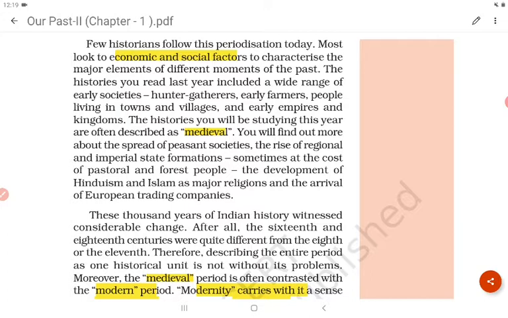The histories you will be studying this year are often described as medieval. You will find out more about the spread of peasant societies, the rise of regional and imperial state formations, sometimes at the cost of pastoral and forest people, the development of Hinduism and Islam as major religions, and the arrival of European trading companies.